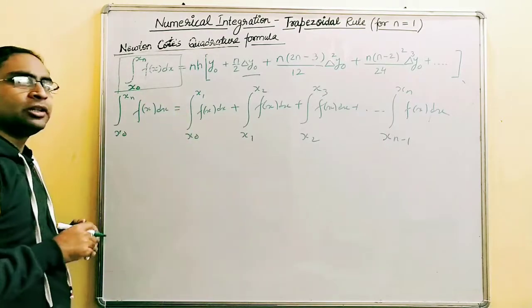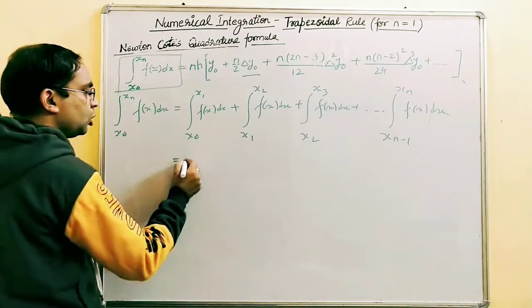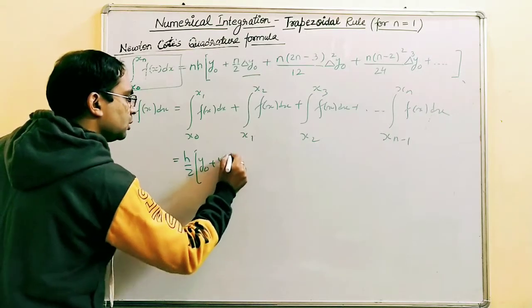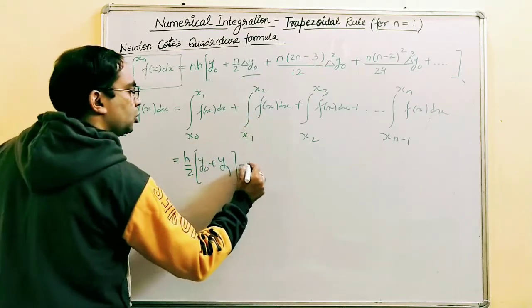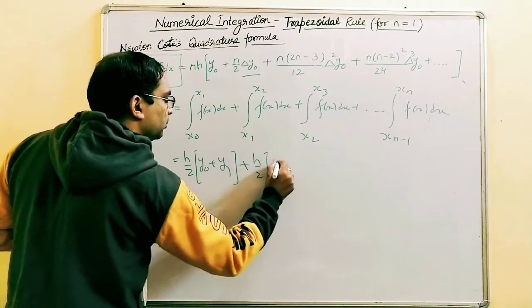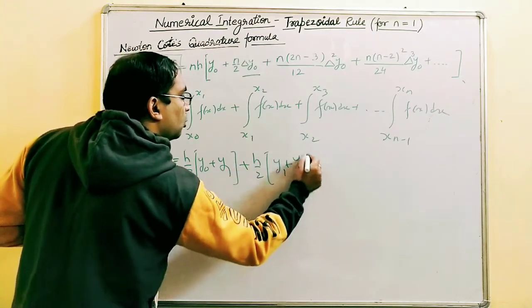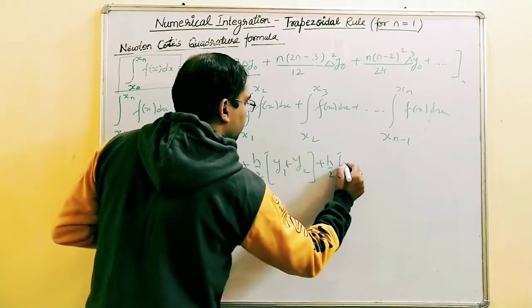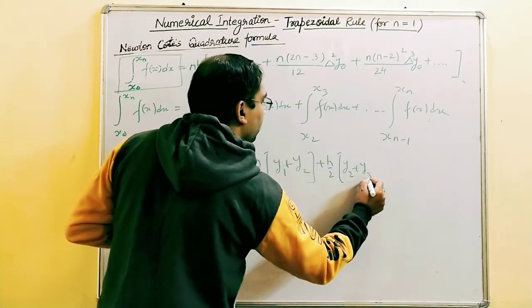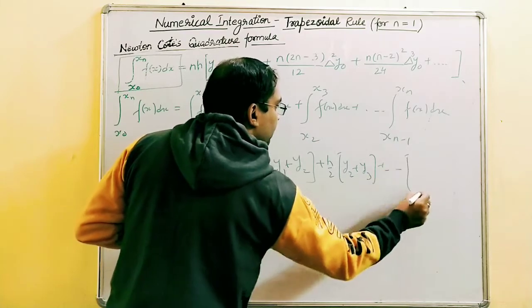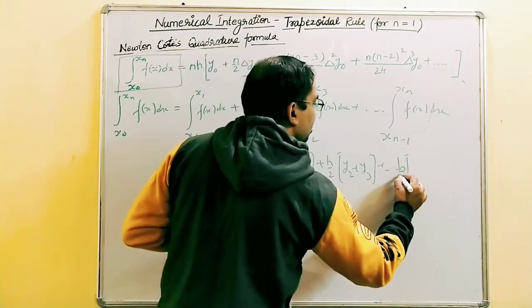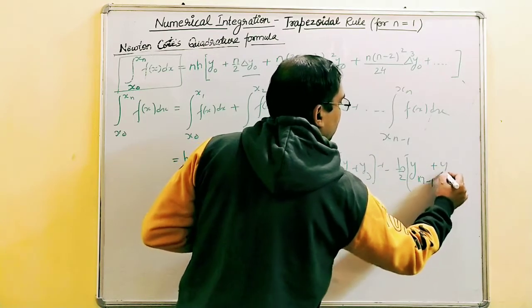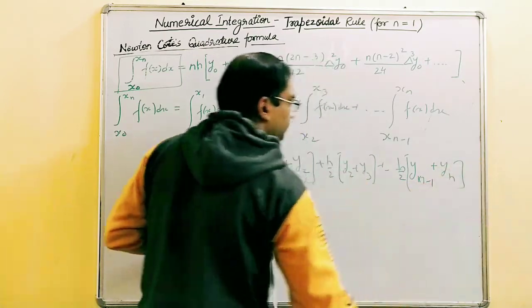Now just substituting these values, this was h upon 2 (y0 plus y1). This was h upon 2 (y1 plus y2). This was h upon 2 (y2 plus y3), plus and so on, and the last one was h upon 2 (yn minus 1 plus yn).